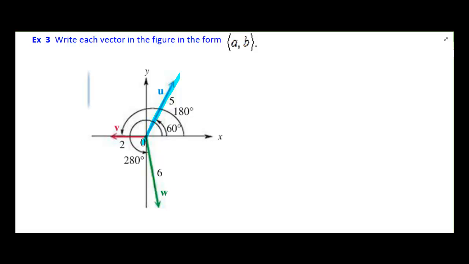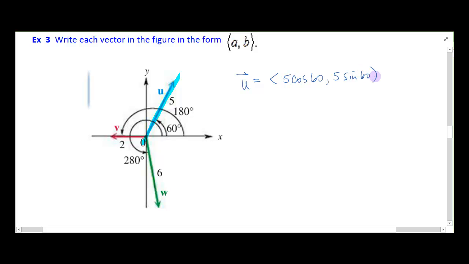In order to find both the horizontal and vertical components, I could represent it like this. I have the vector u equal to the horizontal component, which would be 5 times the cosine of 60, and then the vertical component, which is 5 times the sine of 60. I know that the cosine of 60 is 1/2, so I can just replace that with 1/2. I know that the sine of 60 is the square root of 3 over 2.